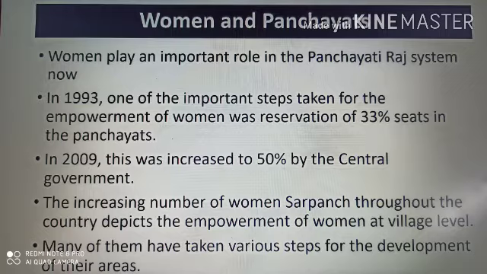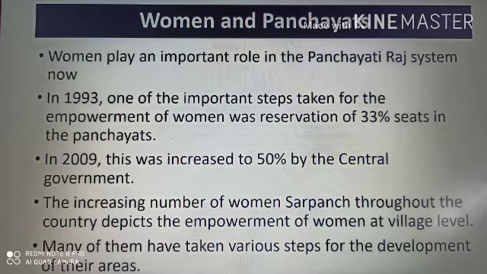The increasing number of women sarpanch throughout the country depicts the empowerment of women at the village level. So now we can say there are many women sarpanch throughout the country, and they are not just sarpanch for namesake. They are performing their jobs very thoroughly, very perfectly. Many of them have taken various steps for the development of their areas. So we cannot say that women are only good at managing home. They are also good at managing their places.